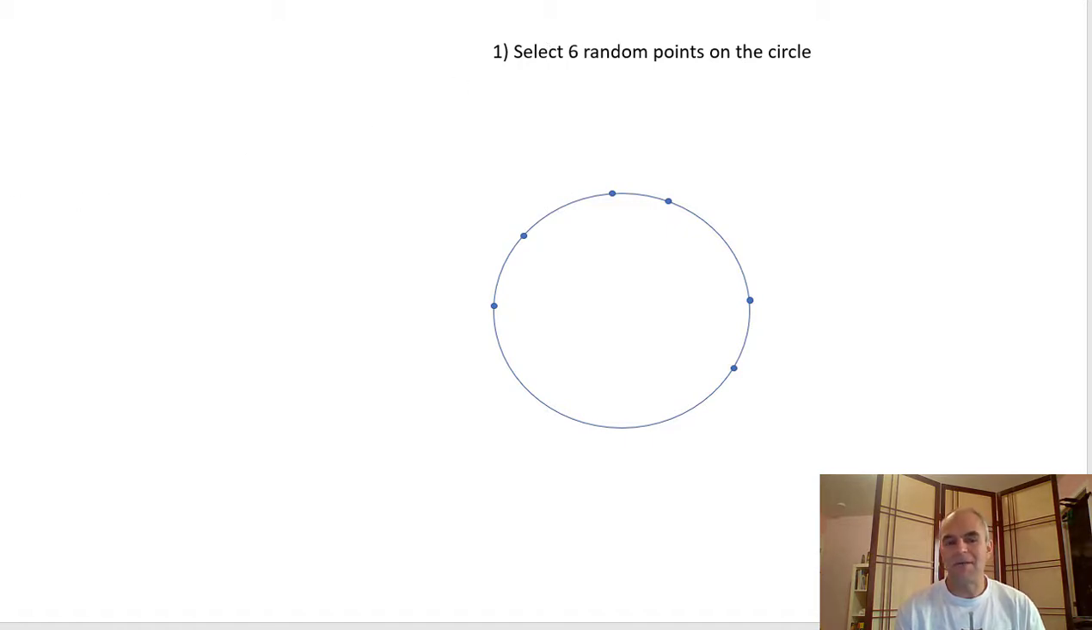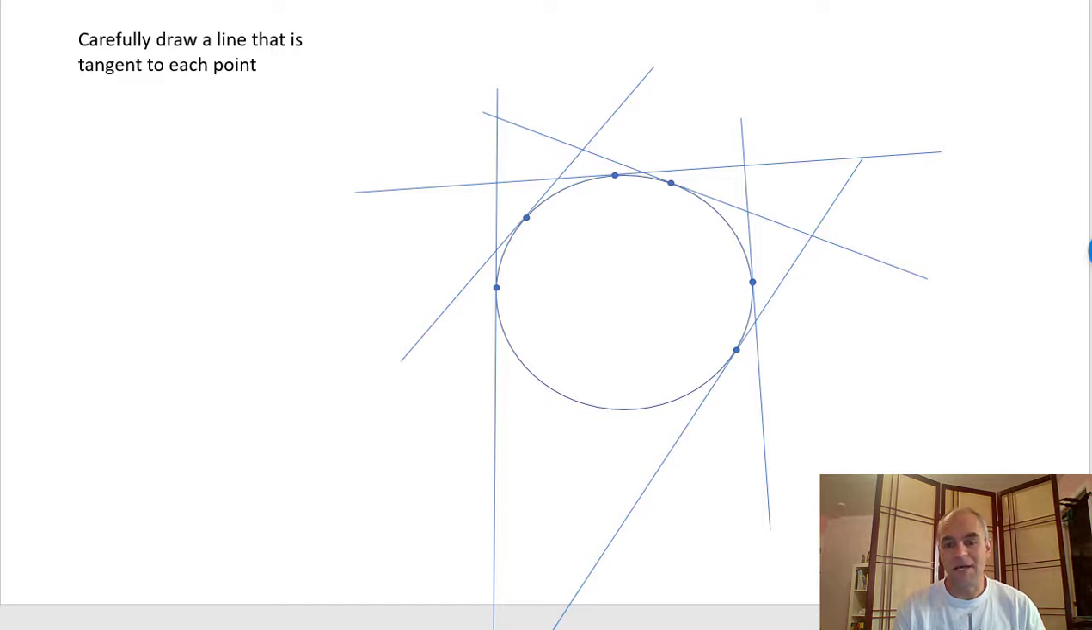In Pascal's line, we connected the points. That is not what we're going to do here. We're going to do actually the dual of that. We're going to find the tangent line that is associated with each of these points.